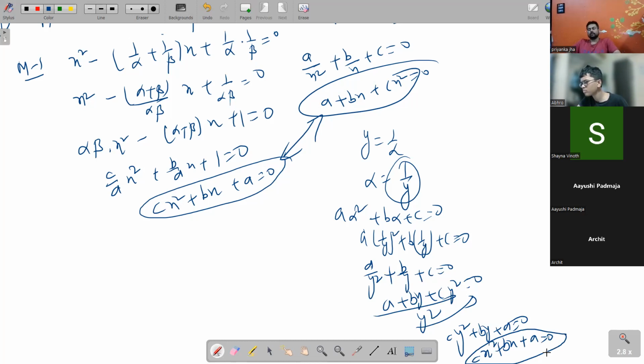So how did you get a in the end? How did I get a? cy square plus by plus a. Where did I write a? This is y. No, sir, cy square plus by plus a equals 0. Oh, okay, the same equation.